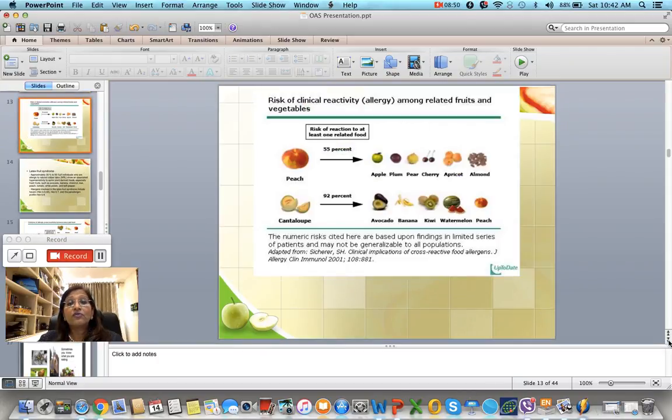There is a risk of clinical reactivity among related foods and vegetables. For example, people who are allergic to peach, 55% of them react to even apple or almonds. People who react to cantaloupe have a 92% chance of reacting to avocado, banana, kiwi, watermelon and peach.